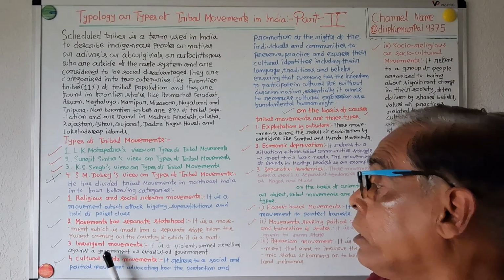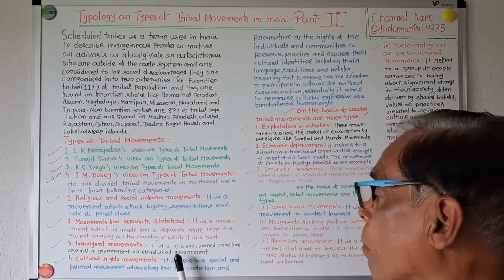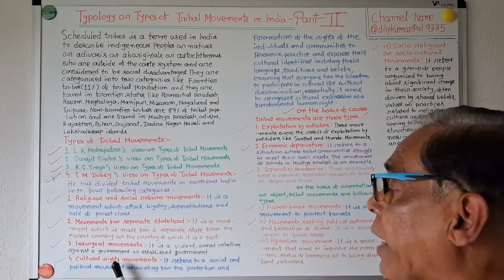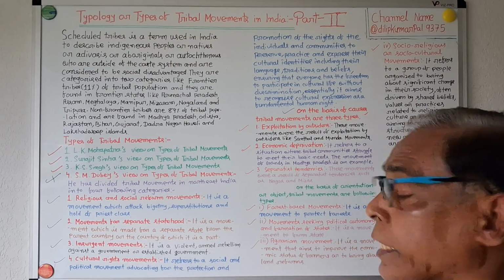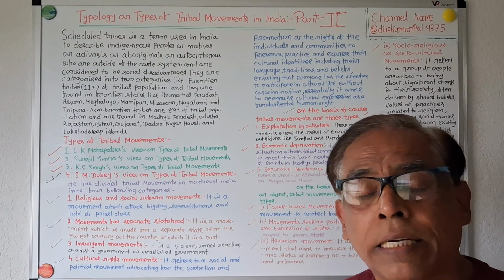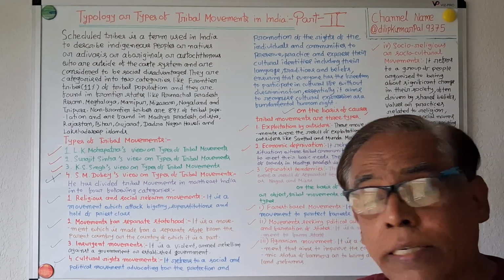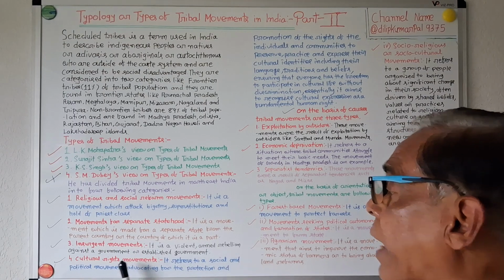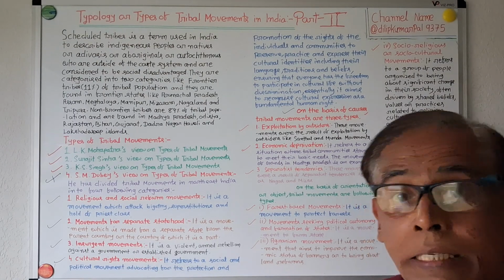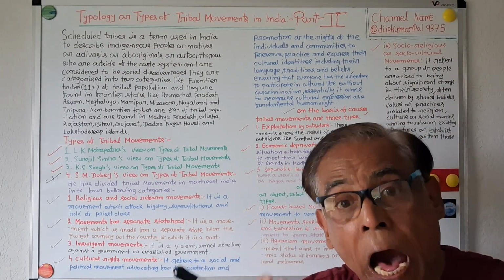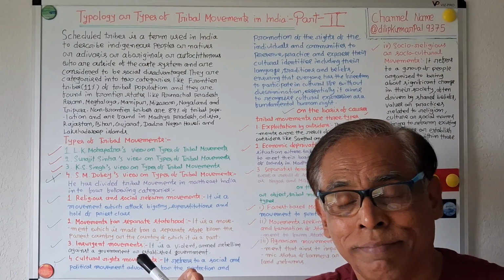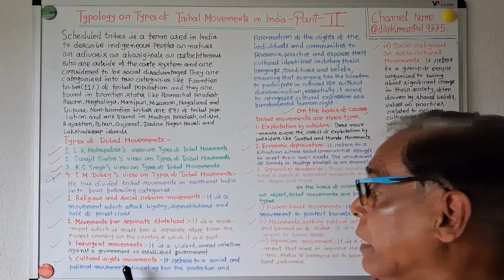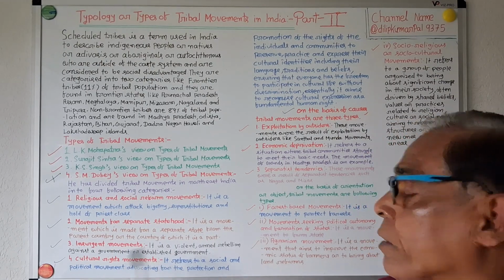Number three, insurgent movements. It is a violent armed rebellion against a government or established government, where rebels use armed ammunition against the established government.